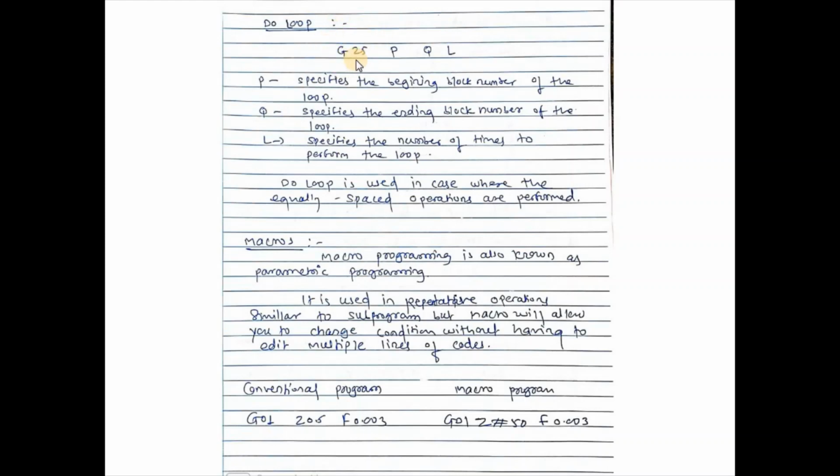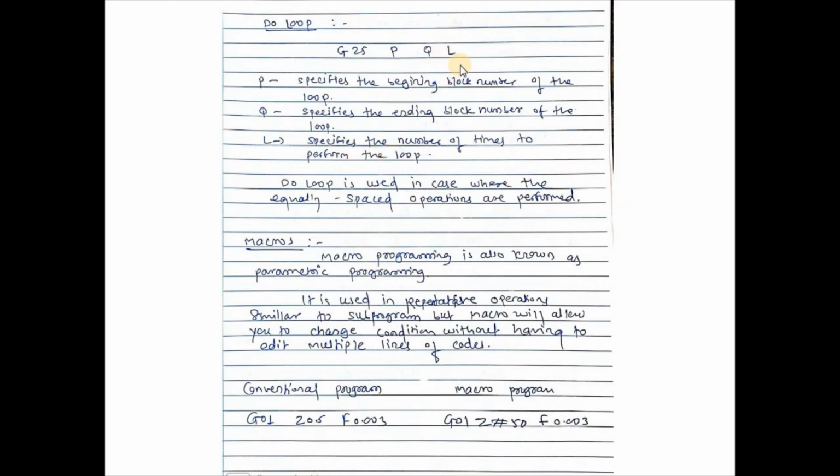G25 is the code for the do loop. Remember, G25 is the code for the do loop. P specifies the beginning block number of the loop, the first block. Q specifies the ending block number, the last block, and L specifies the number of times the loop is performed.